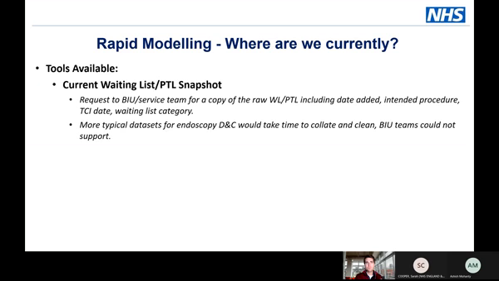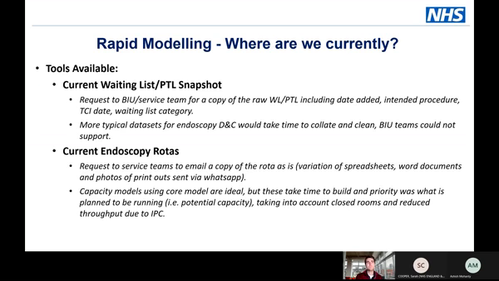If you were going to do a more formal demand and capacity analysis, you would look at other data sets around additions to the waiting list over time. But that takes a lot of time to collate and clean. And the BIU teams at that point in time did not have the capacity or the headspace to handle some of that level of bespoke reporting. So that wasn't a road we could go down. We purely had the current waiting list.